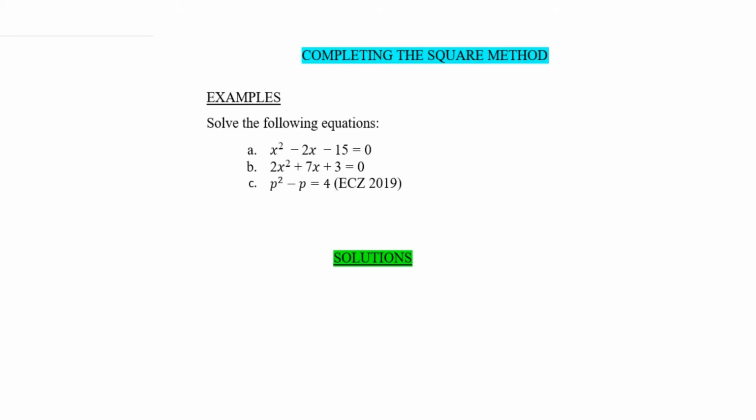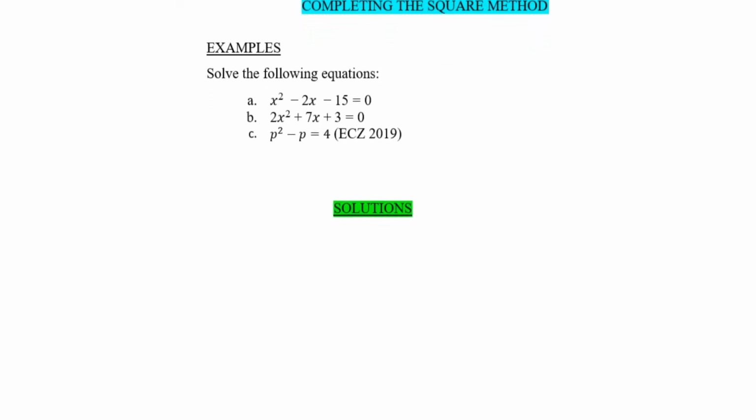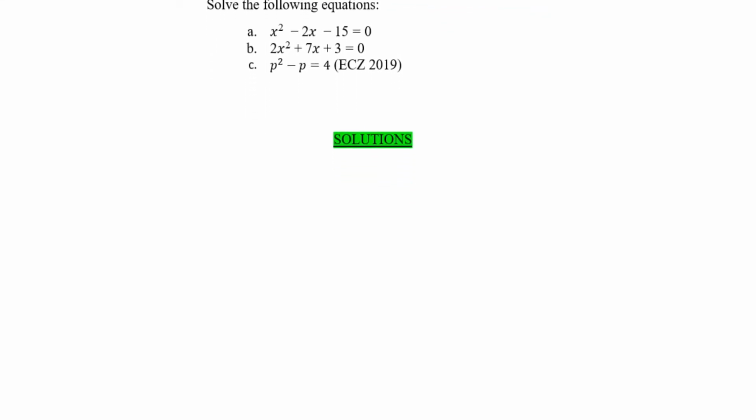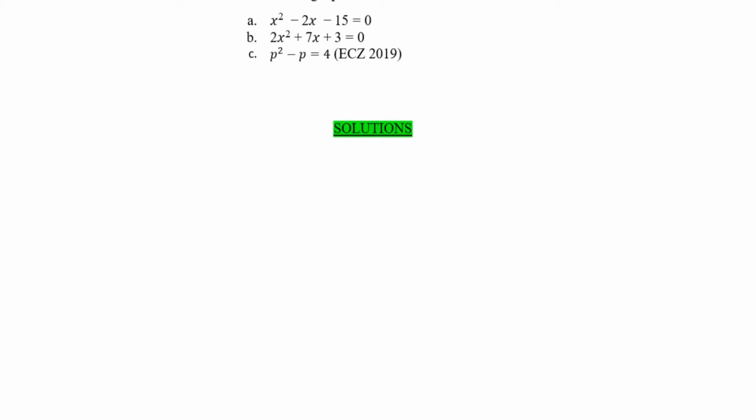All right, let's quickly look at examples. We are saying solve the following equations, and the examiner will not ask you to use a particular formula. No, the formula that you use will be dependent on the question and how conversant you are with that formula. So let's start with question A.